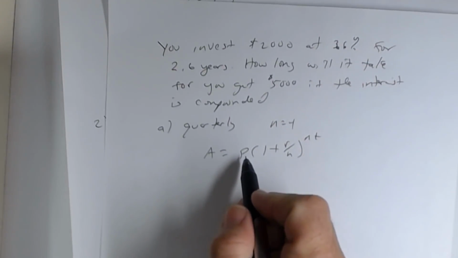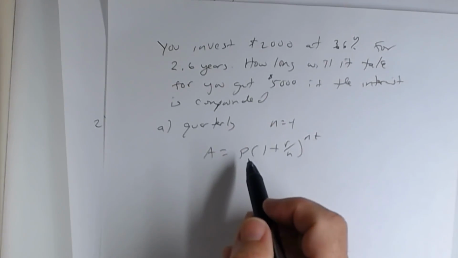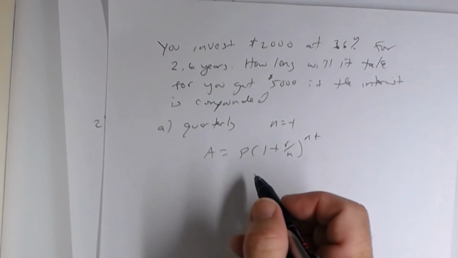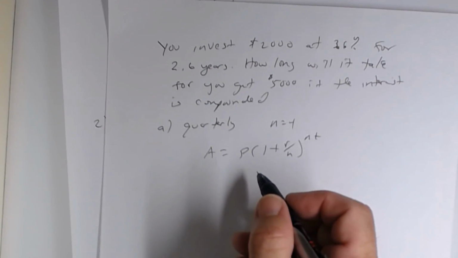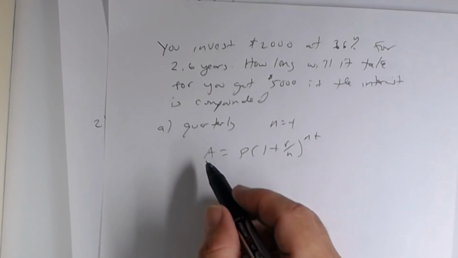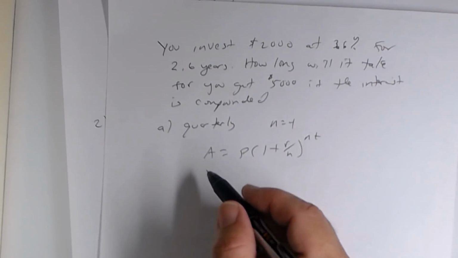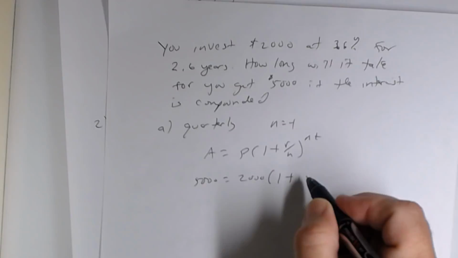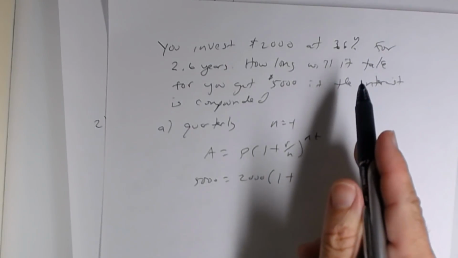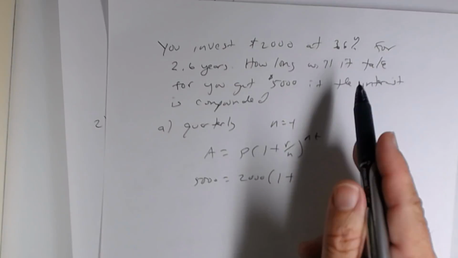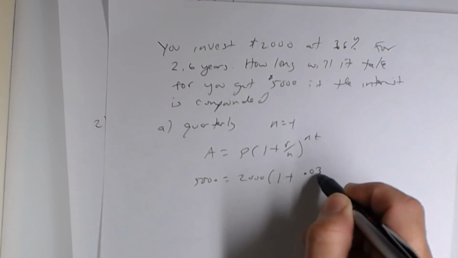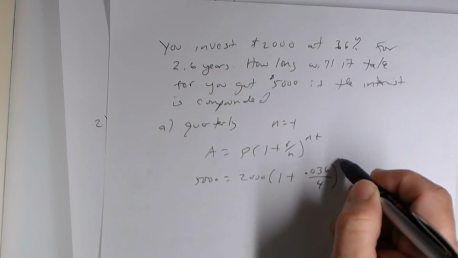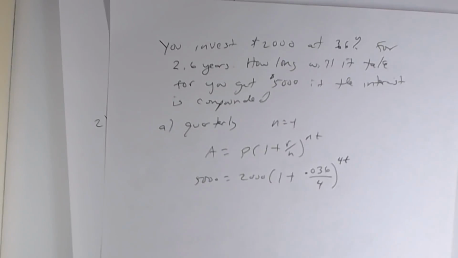What is P? Which of these numbers represents P? 2,000. Remember, P means principal, or the original amount. A is what you end up with, which would be 5,000. So you're going to say 5,000 equals 2,000 times (1 plus r). r is 3.6%, but you must write it as a decimal: 0.036, divided by n, which is 4, raised to the 4t.